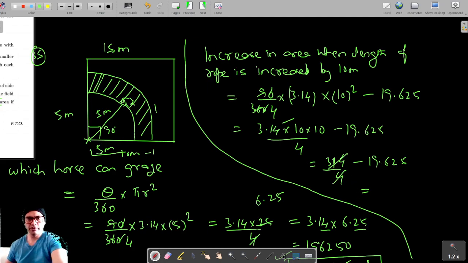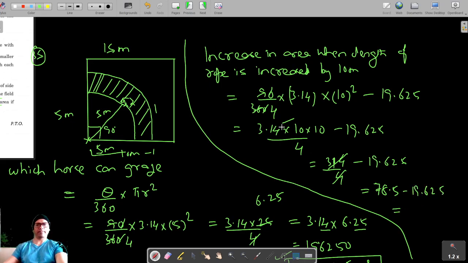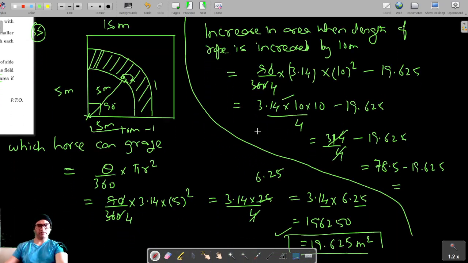So 314 divided by 4 gives us 78.5. So this is 78.5 minus 19.625, which will give us 58.875 meters square.